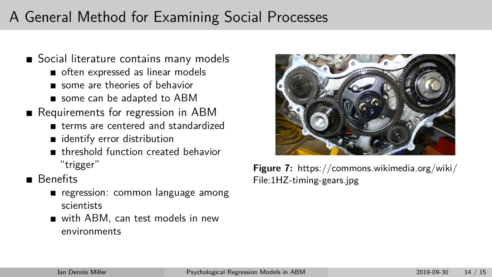Then, the regression model needs to be transformed into some kind of behavioral trigger, and I propose doing this by thresholding the function. One of the key benefits of this approach is that linear models are a common language among the sciences. This method facilitates collaboration between agent-based modelers and other types of scientists, including social scientists. Using agent-based models, it's possible to examine psychological theories in new environments, including environments that would be prohibitively expensive to study in the real world or that might not exist in the real world at all.